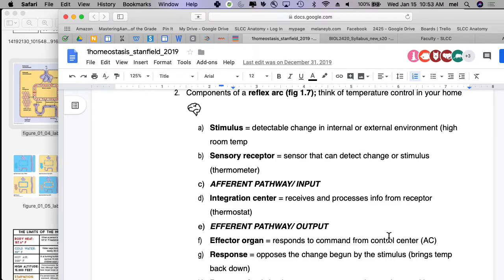Which of the A through G should you be doing all the time? You should always be assessing the stimulus and sending it to the sensory receptor, and then sending it via the afferent pathway to the integration center. Do you always have to send it out? No, because if the error signal was acceptable, right? If it was 68.2 and not 75, then you just say that's fine.